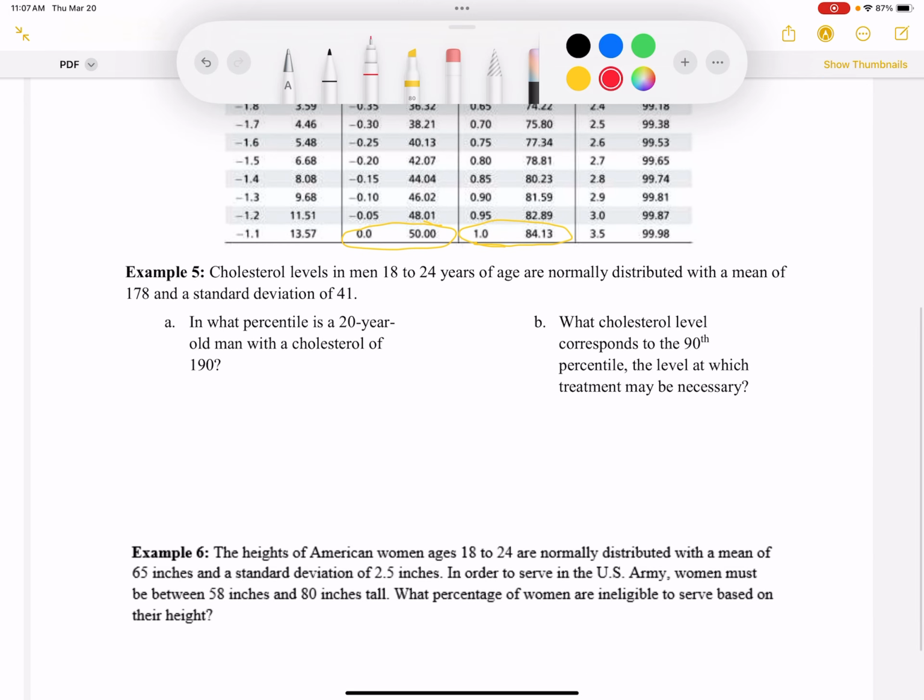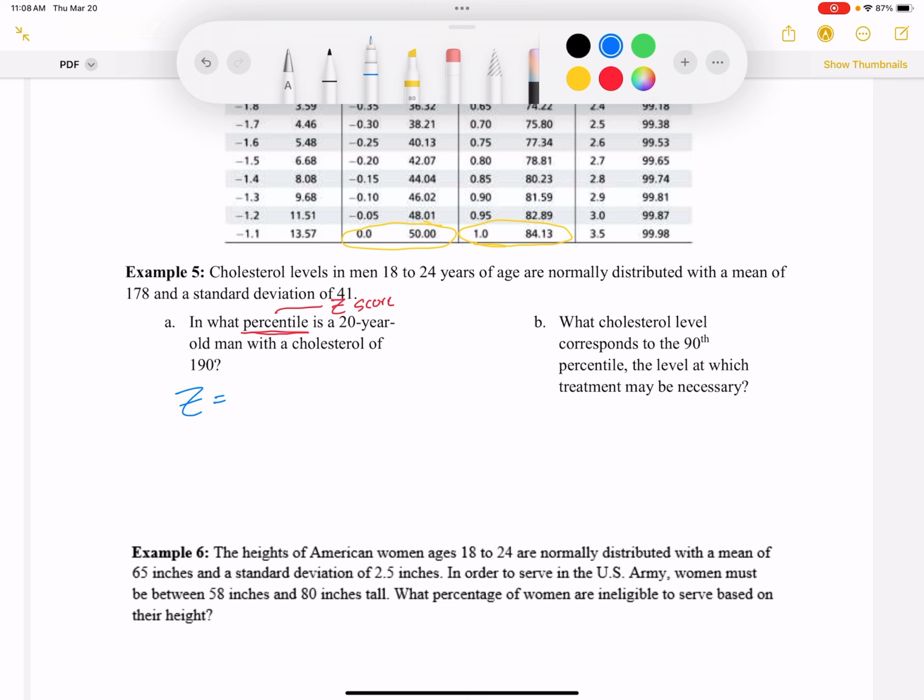Let's look at one of these. Cholesterol levels in men 18 to 24 years of age are normally distributed with a mean of 178 and a standard deviation of 41. In what percentile is a 20-year-old man with a cholesterol of 190? In order for me to figure out the percentile, I need to get a z-score. So we need the z-score before I could tell you the percentile.